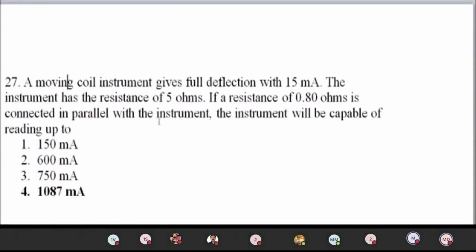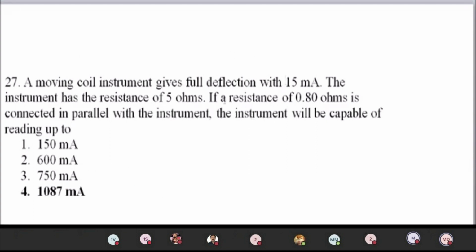And another question: a moving coil instrument gives full scale deflection with 15 milliamperes. The instrument has a resistance of 5 ohms. If a resistance of 0.8 ohms is connected in parallel with the instrument, it will be capable of reading up to, we can come back to the choices later.